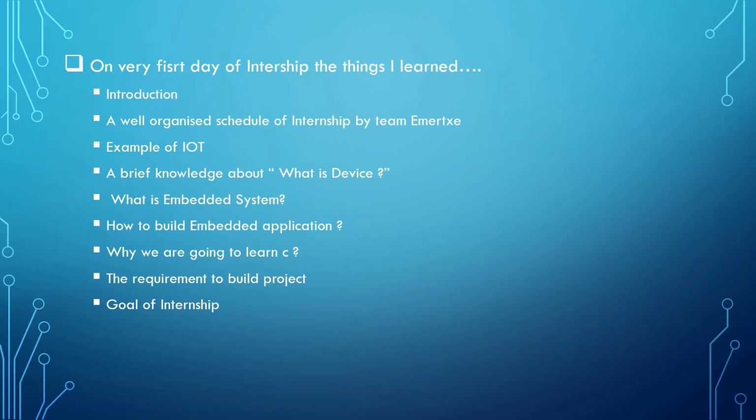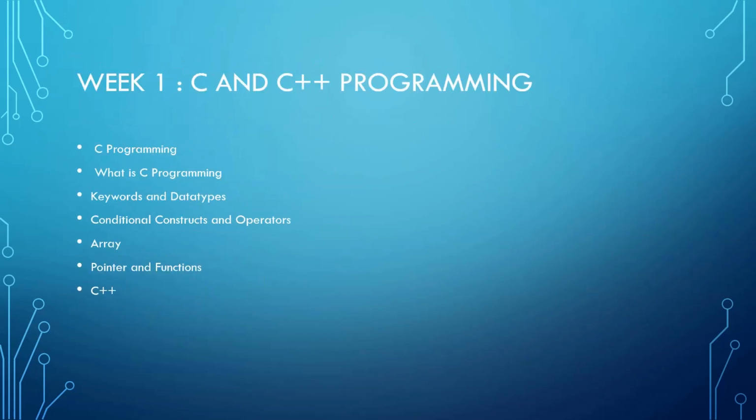We have learned shortly about devices. Similarly, we were introduced to embedded systems. What is an embedded system? An embedded system is nothing but the combination of both hardware and software. Then we discussed how to build an embedded application and why we are going to learn C and not another language, because C is a very efficient language compared to other languages. Then we studied the requirements to build a project. Then we discussed shortly our goal of the internship. So these are the things which we learned in week one.